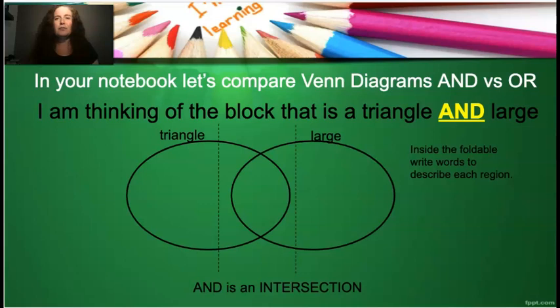Then inside the foldable, you're going to write the words to describe each region. It tells you where to cut on the dotted lines and everything. You're only going to cut through the top. You're going to fold the paper and only cut through the top.